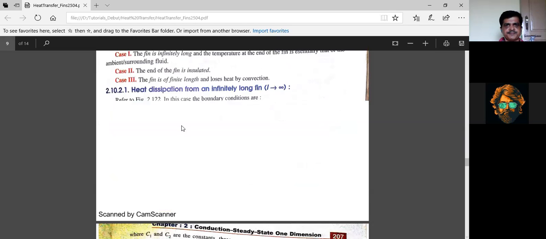You have to remember this much. From here, we take boundary conditions and find the values of C1 and C2, as we did in other derivations. Let us continue and take different cases. The first case is heat dissipation from an infinitely long fin.